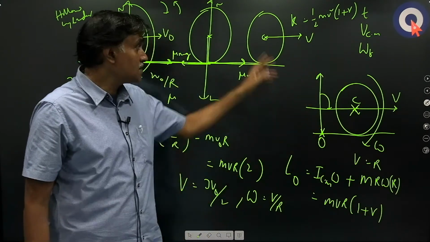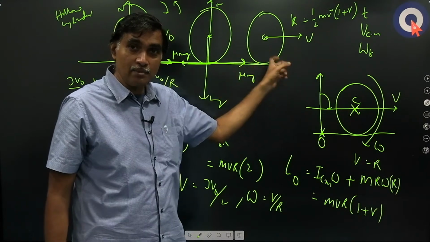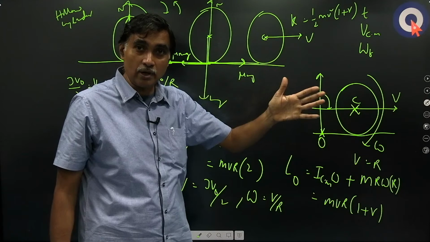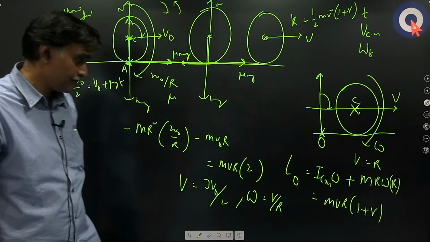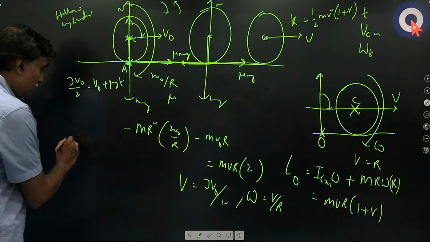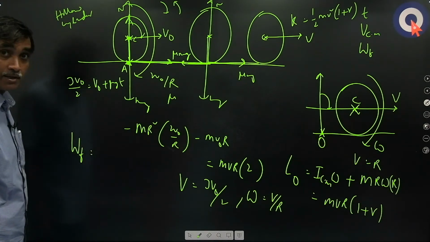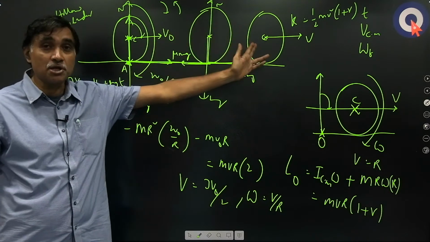If there is another force, then friction may act to maintain rolling. If the applied force itself maintains rolling, then friction does not act. Now what is work done by friction? It is the change in kinetic energy, that is final kinetic energy minus initial kinetic energy. What is the final kinetic energy when it starts rolling?